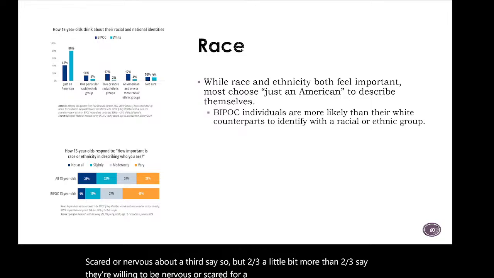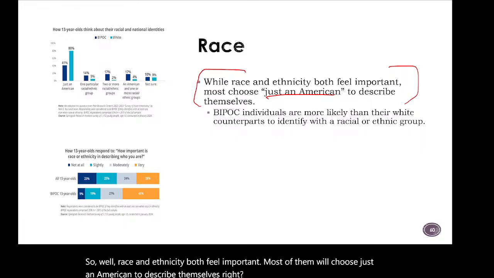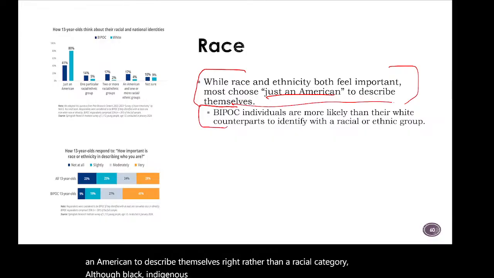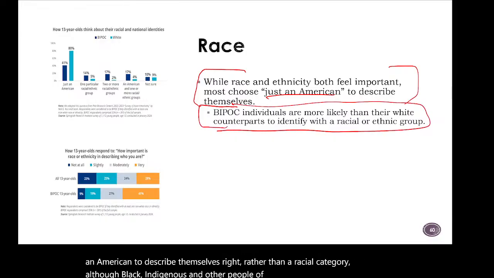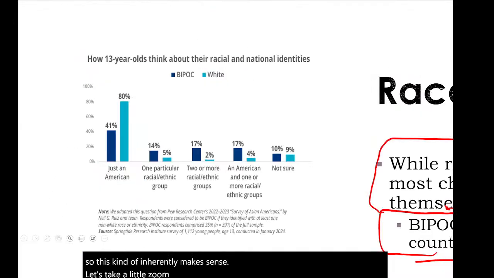Okay, race. While race and ethnicity both feel important, most of them will choose just American to describe themselves rather than a racial category, although Black, Indigenous, and other people of color are more likely than their white counterparts to identify with a racial or ethnic group, which makes sense. I mean, the U.S. is still a majority white country, at least for the moment, so this inherently makes sense. Let's take a little zoom on my graphs here.